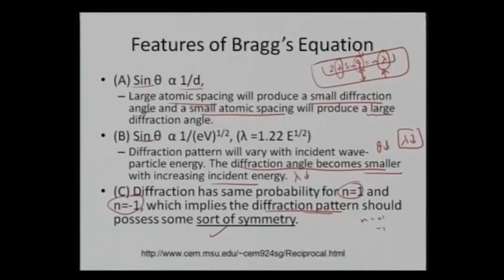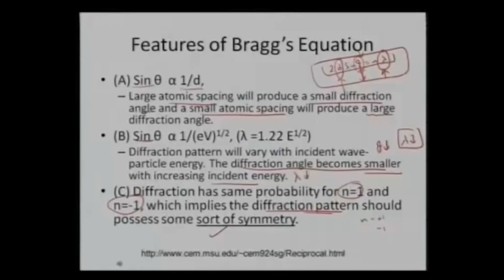Just summarizing it, if I keep my lambda constant, my sin theta and d have inverse proportionality, or in other words, if I have my d value constant, I have a direct proportionality of theta and lambda. It means if I reduce my lambda or if I increase my energy, my theta value will be very low. So that tells where my diffraction spots will finally appear in terms of Bragg's equation.